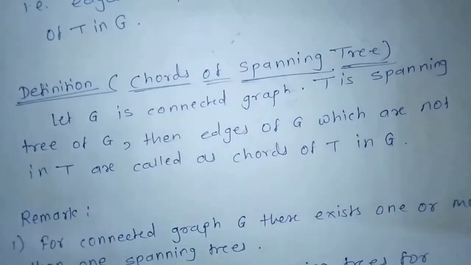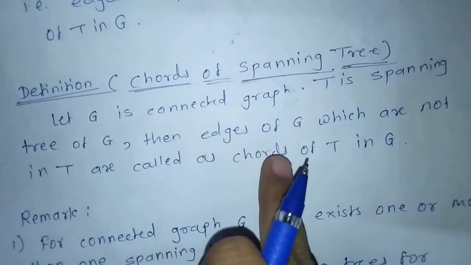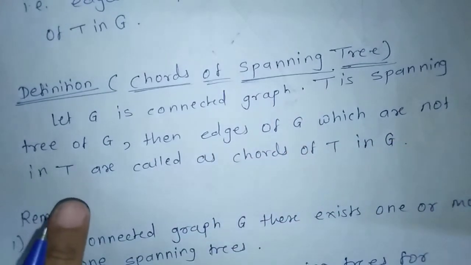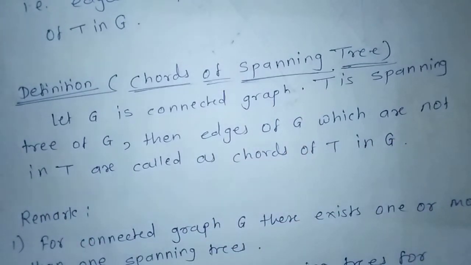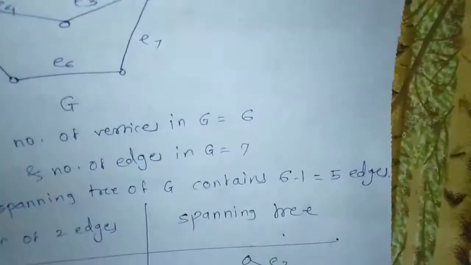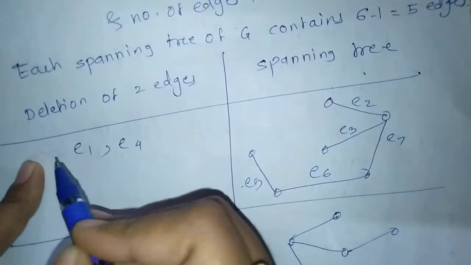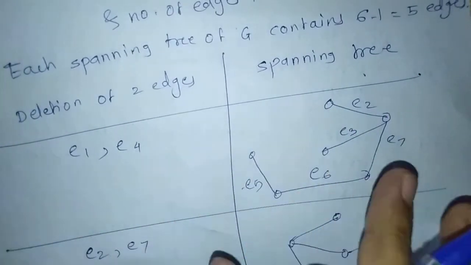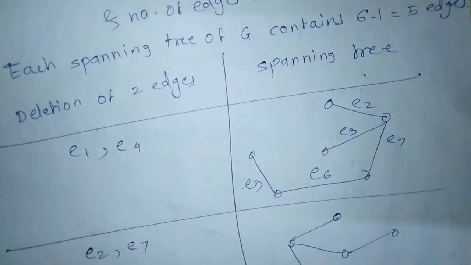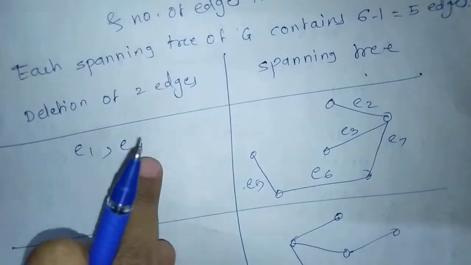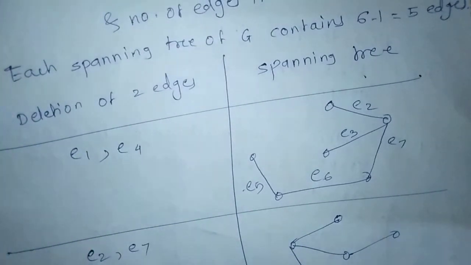Now, chords of a spanning tree. Let G be a connected graph and T a spanning tree of G. Then the edges of G which are not in T are called chords of T in G. Here you can see that this is a spanning tree. Here we delete E1, E4. These two edges, E1 and E4, are not contained in that spanning tree, so E1, E4 are nothing but the chords of the spanning tree.